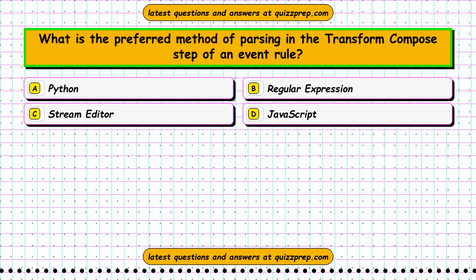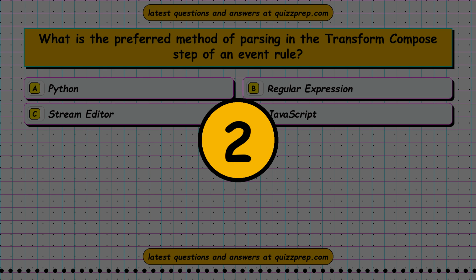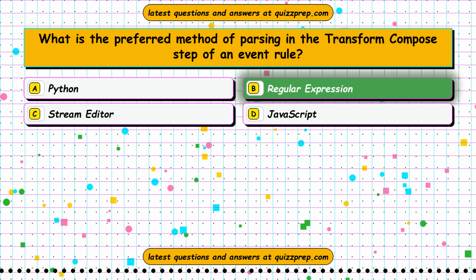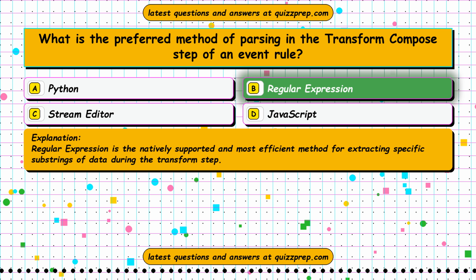Question 56. What is the preferred method of parsing in the transform compose step of an event rule? Option A, Python. Option B, regular expression. Option C, stream editor. Option D, JavaScript. The correct answer is option B, regular expression. Regular expression is the natively supported and most efficient method for extracting specific substrings of data during the transform step.